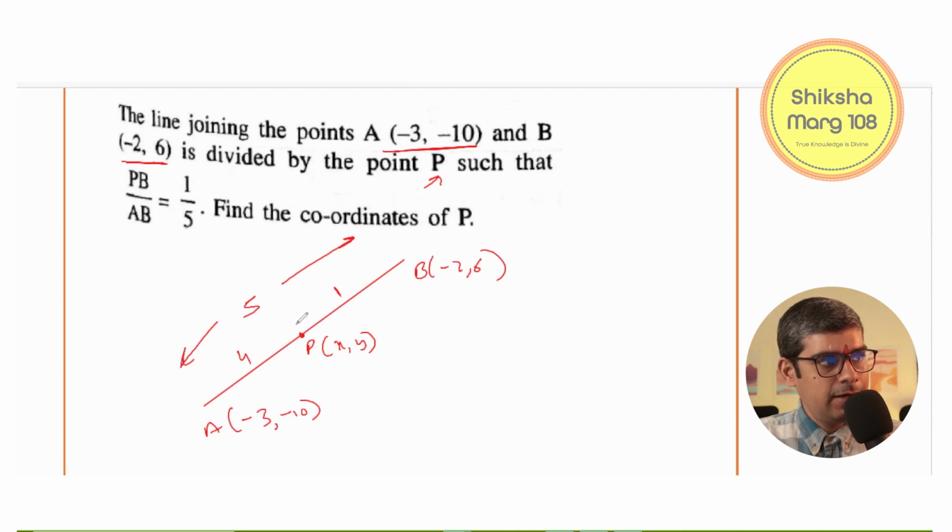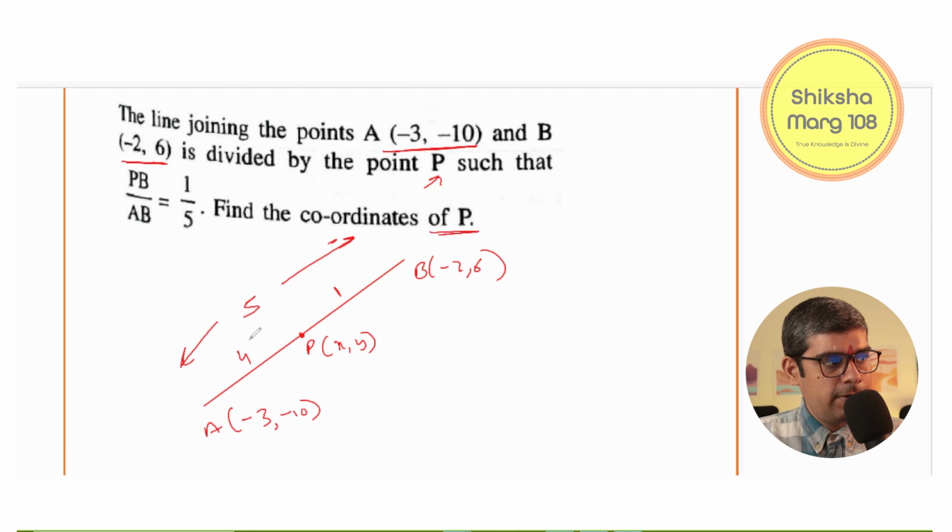So we got the idea, right? So this is PB, which is this part. And then we got AB, which is the whole thing. The whole thing is 5. So if we got 1 part, 4 parts remain. So this part is 4. All right, so that's making sense. So P is dividing the line segment AB in the ratio 4:1. So that's the starting bit.